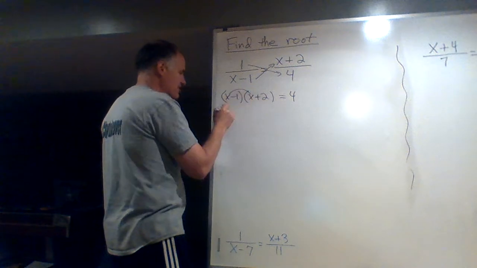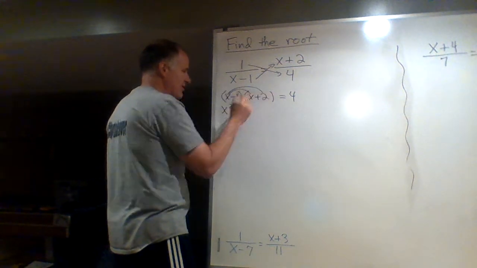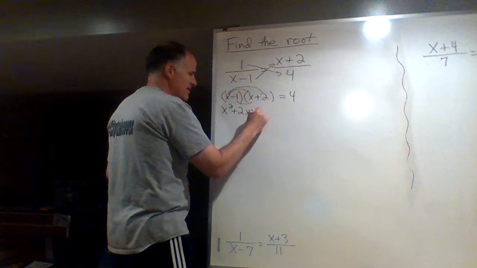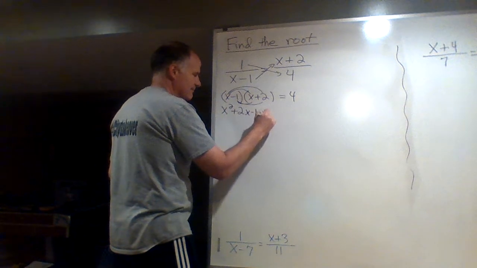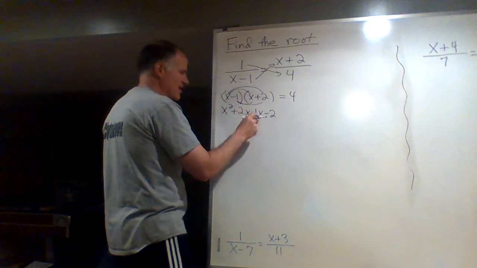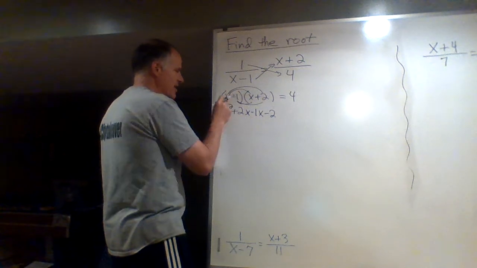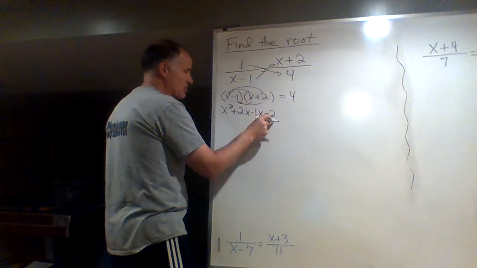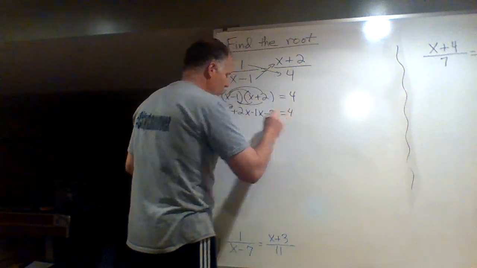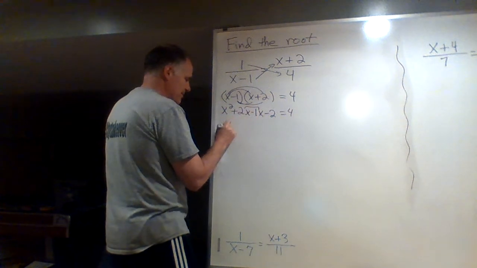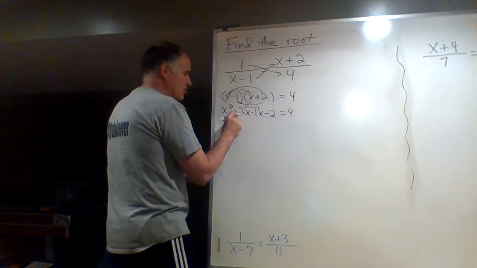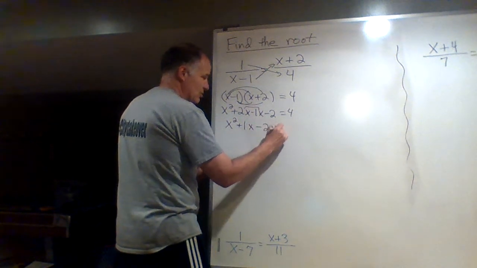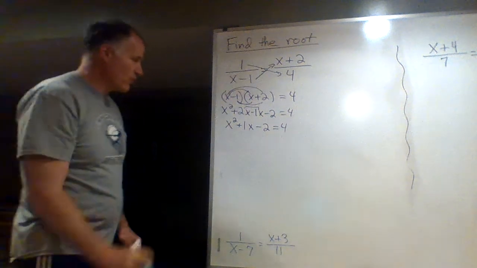So FOIL: first, outside, inside, last. So x times x, times positive 2, negative 1 times x, negative 1 times negative 2. Okay, we still got our equals 4. Combine like terms. Positive 2x minus 1x, that's going to be 1x, minus 2 equals 4.